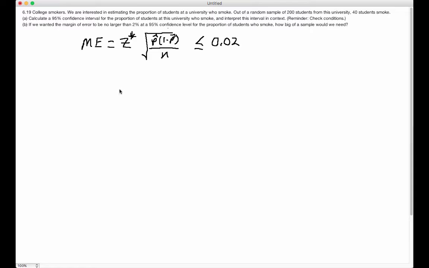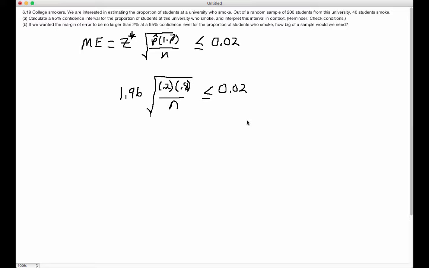So let's go ahead and plug in everything we know. We know what our z star was. That's 1.96, because we did not change our confidence level. We know what our p hat is. Our p hat was 0.2 and our 1 minus p hat was 0.8. The only thing we really don't know here is n. That's what we're looking for. So we want that to be less than or equal to 0.02.